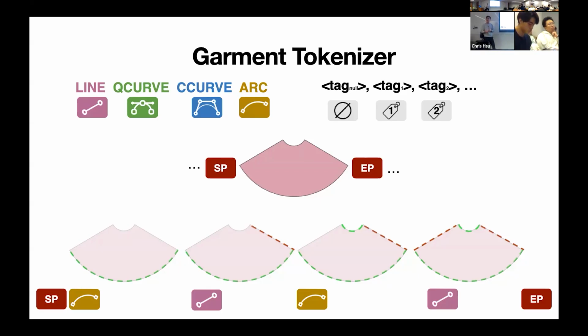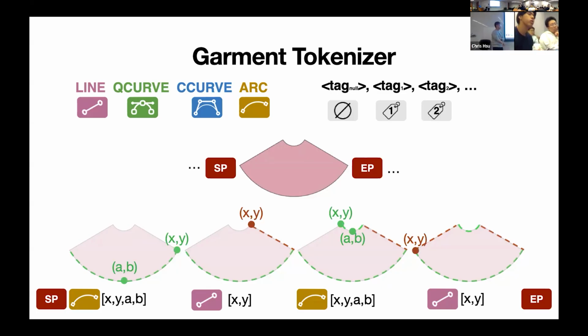But this is not enough, because there are different ways to draw the curve, as well as different ways to draw the straight line. So we further pair the types of curves and strokes with the continuous parameters that are needed in order to describe them. You can think of this pair of class and continuous parameters as one token. It's like an augmented language.